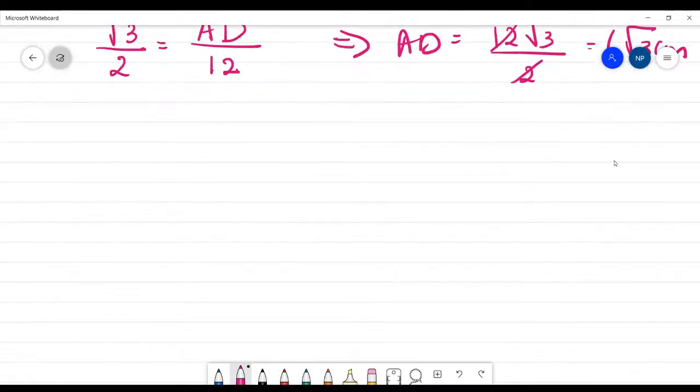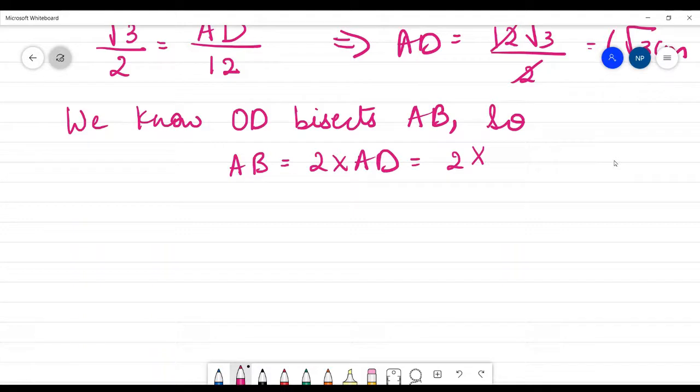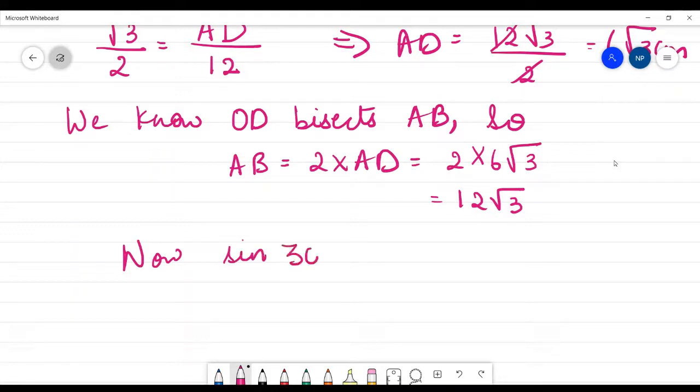We will write here. We know OD bisects AB, isn't it? So AB can be written as twice of AD, and twice of AD is how much? Twice of 6 root 3. So this will give us 12 root 3, right? Now we will take sine 30 degree.